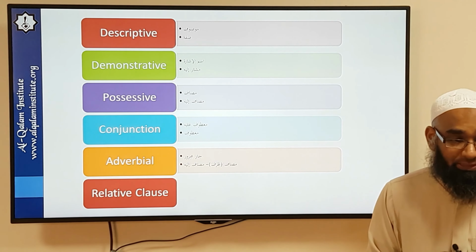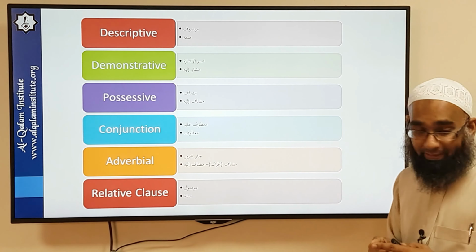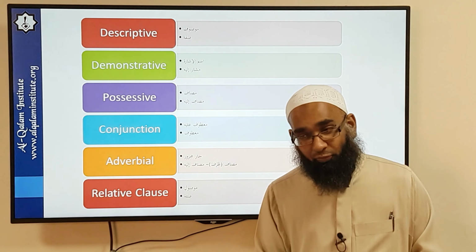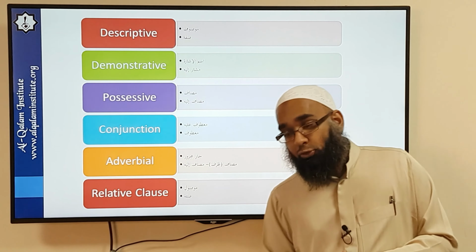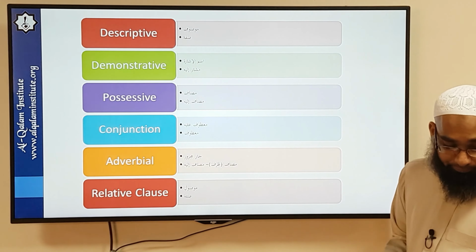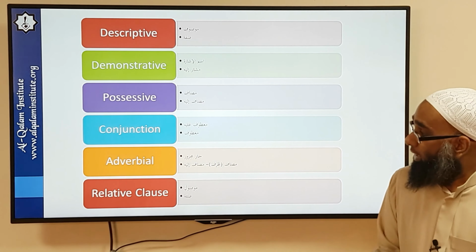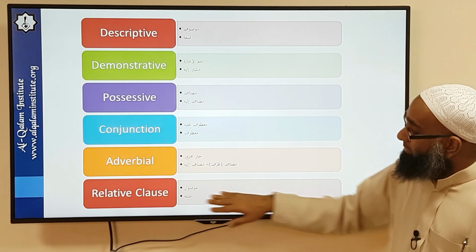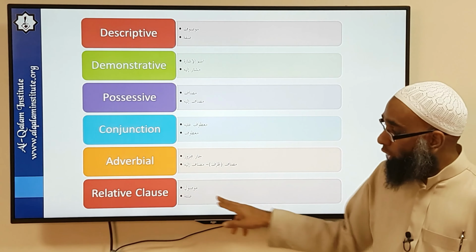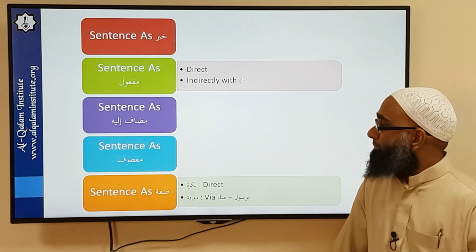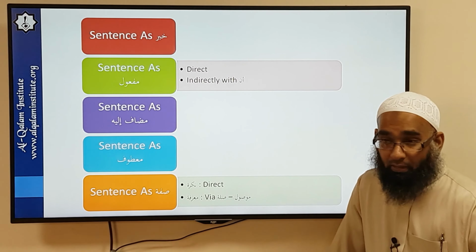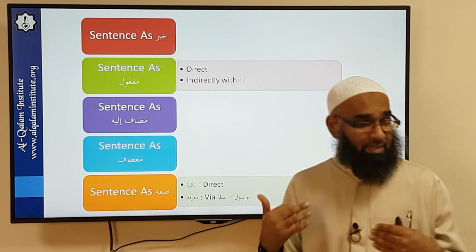The relative clause, which is mawsul sila. So mawsul sila is also a phrase, isn't it? It takes the position of a slot. So it doesn't come initially, it comes later on. It's also a slot. And this slot can become the sifa as well. Now we have sentence within a sentence.